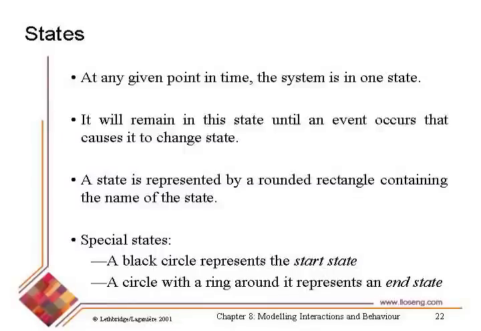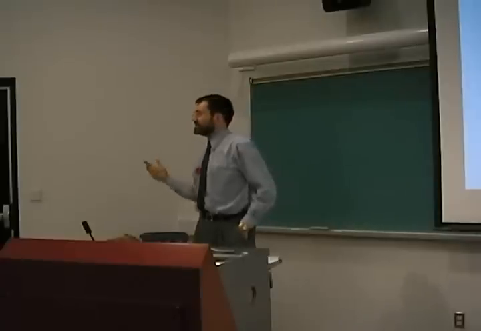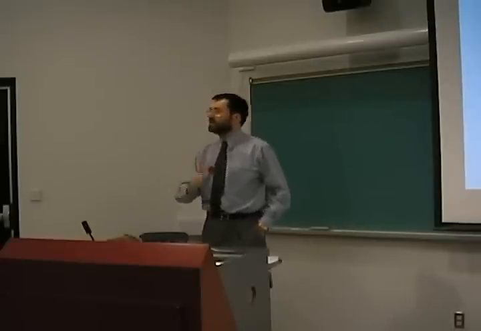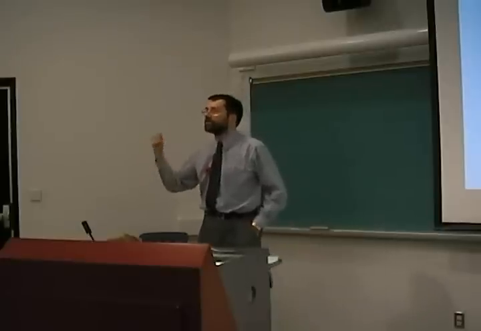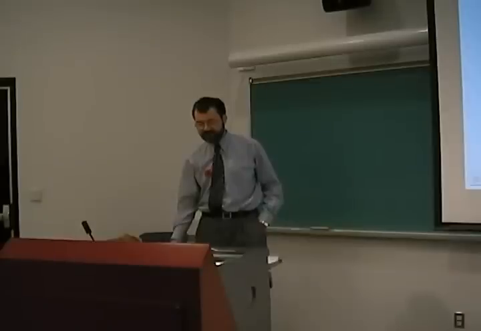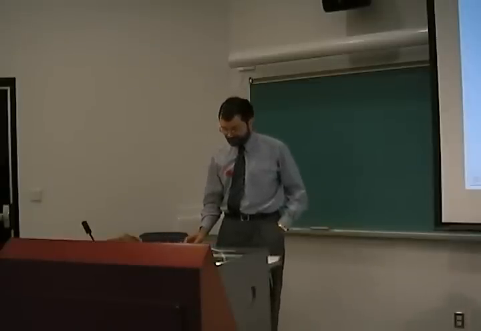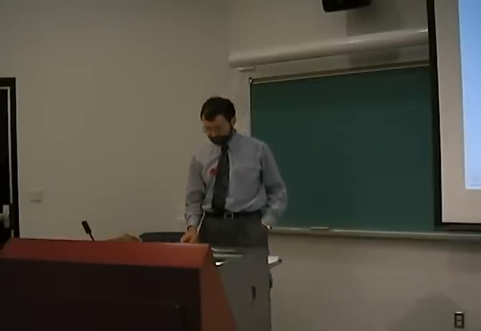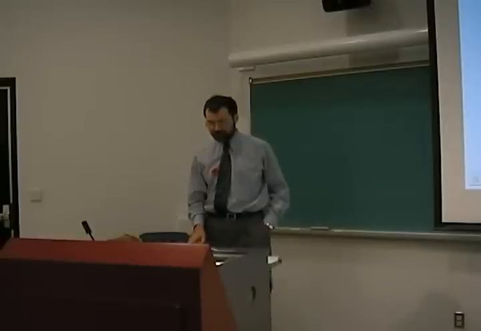And it will remain in the state until an event occurs. The event will take it from that state to one of the other states to which it has an outgoing transition. It has to have an outgoing arrow from the current state to some other state in order to make that transition. We talked about the state having a rounded rectangle and the special states, the start state, and the end or terminating state.